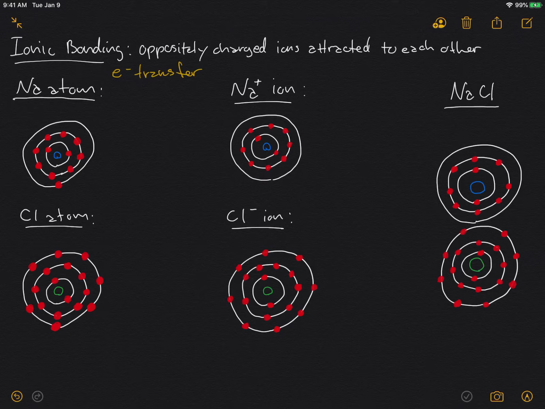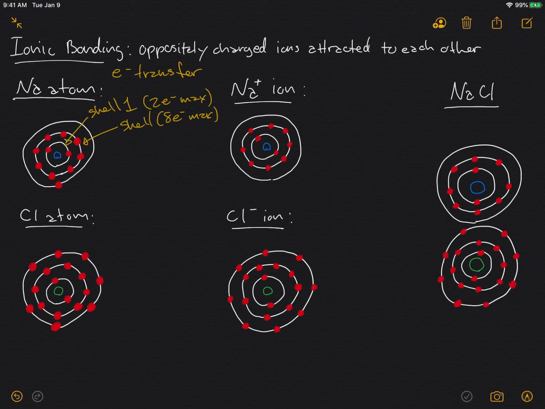The nucleus is represented by the blue circle, and then you have the electron orbits. The first shell, the first circle, can only contain 2 electrons maximum. And then the second shell can contain 8 electrons maximum. So the first shell can have 2 electrons. The second shell can have 8 electrons.